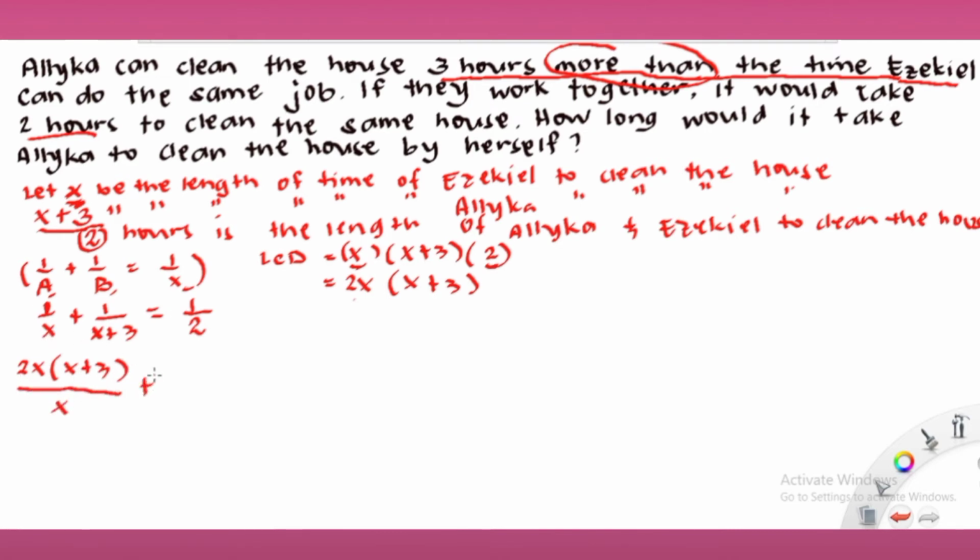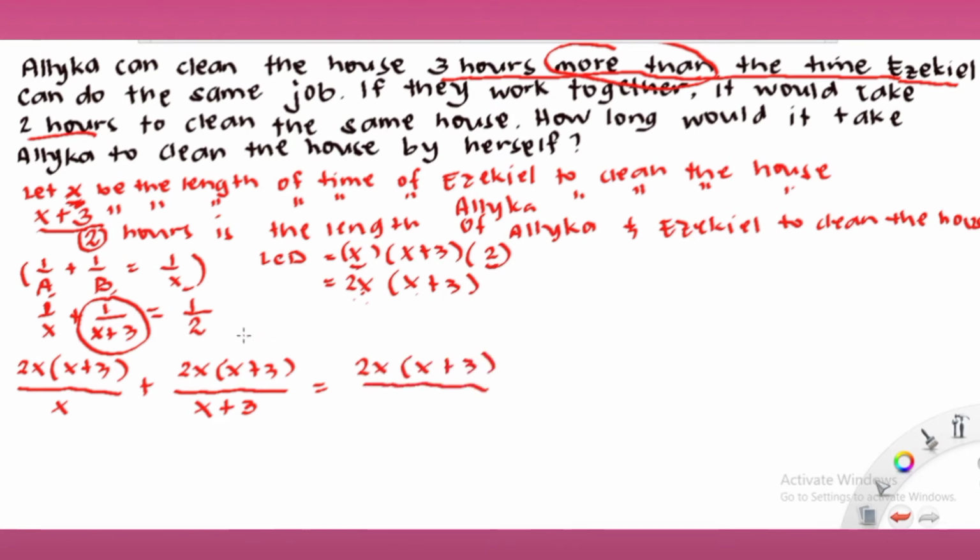Alright? So, plus, ito namang middle term, 1 over x plus 3, i-multiply natin sa 2x times x plus 3. So, 1 times 2x times x plus 3, just the same, 2x times x plus 3. We will just copy the denominator, x plus 3, equals 1 half times 2x times x plus 3, or 1, the numerator, times 2x times x plus 3. It's just the same, 2x times x plus 3 over, we will just copy the denominator, 2.